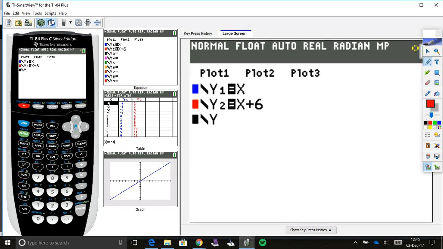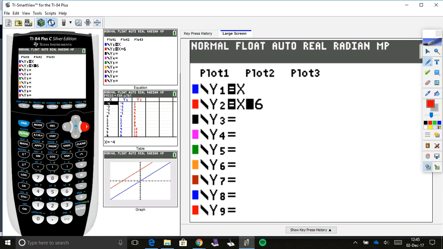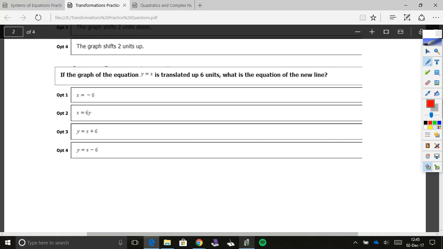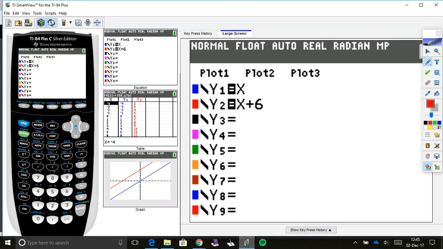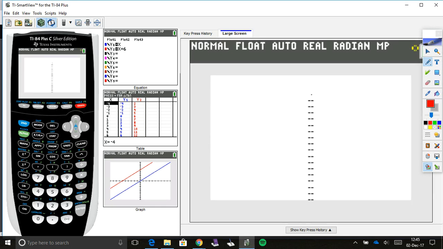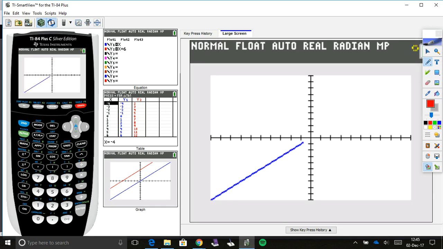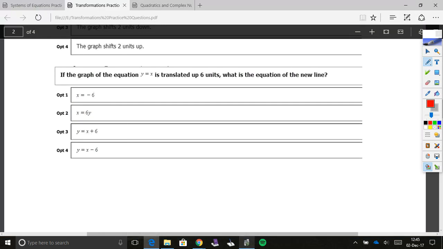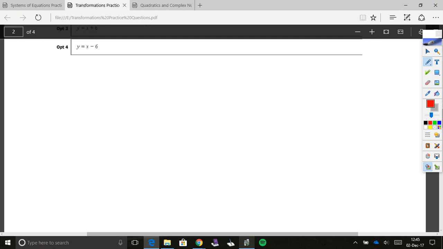Just for fun, let's type in x minus 6, because that was option 4. Option 4 is minus 6. Let's type in minus 6 just to see what happens. So right here, here's that original line. And then here's x minus 6. So you can see it's on the bottom. So we moved down 6. So the question asks for which one moves up 6, and it would be option 3.